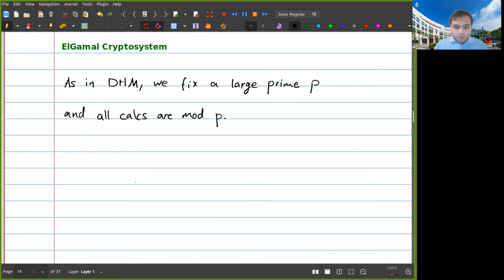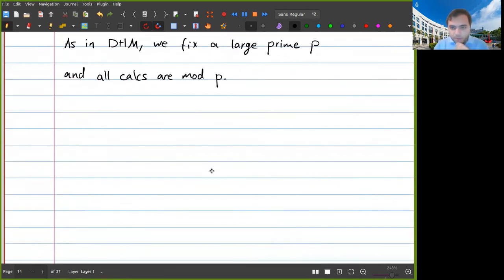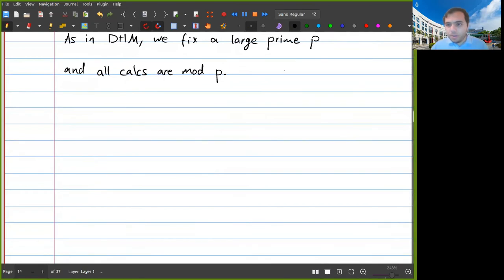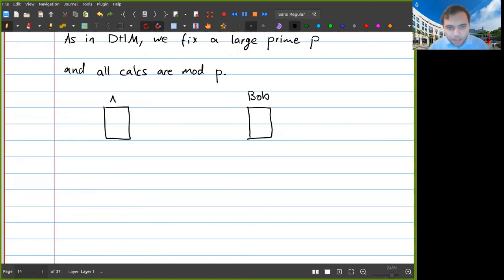What we want to do is public key cryptography. So we want to again have a situation where, let's say I have Bob on this side, and I have Alice on this side. And I want Bob to first create a key pair. So Bob creates a public key and a secret key and announces the public key to the world.